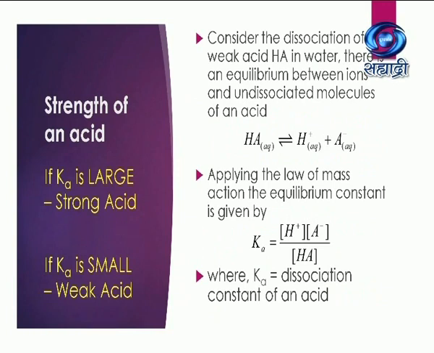Consider the dissociation of a weak acid HA in water. There is equilibrium between ions and undissociated molecules of the acid. Here is a general weak acid I have taken, HA. It is dissolved in water. So the equilibrium is HA aqueous reversibly gives H plus aqueous plus A minus aqueous. Now if I apply the law of mass action, I will end up with the equilibrium constant Ka. Ka is equal to active mass of H plus into active mass of A minus upon active mass of HA. We already studied this last year.